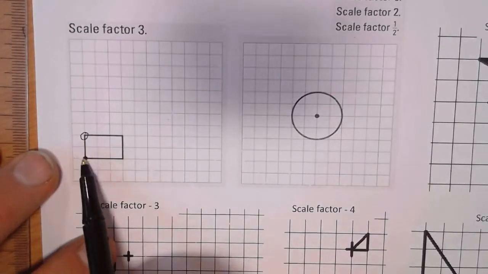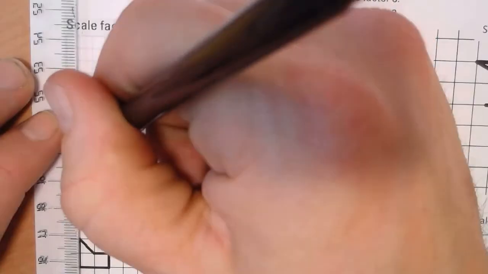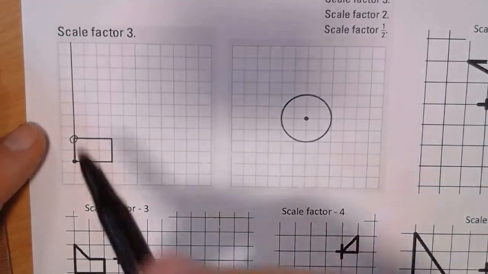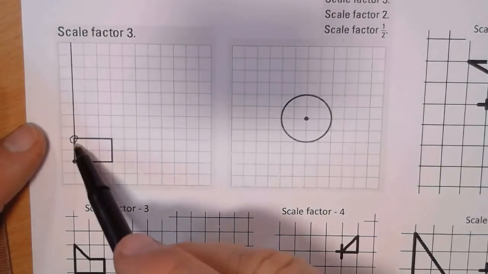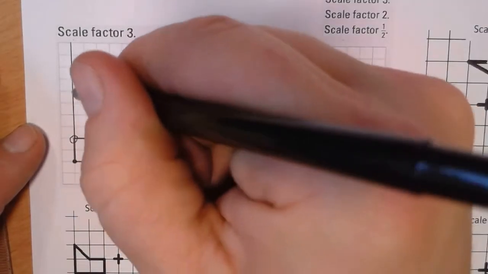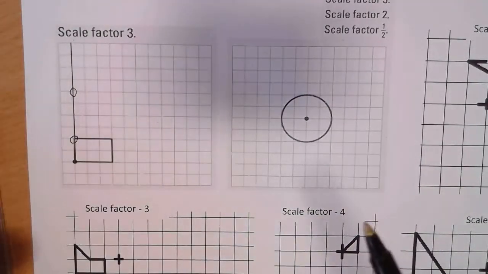Now, if I start by taking a point here, here's my center of enlargement. This point is 2 squares away up. I can draw my ray from the center of enlargement through that point like that. Now, that one is 2 up. So when I enlarge scale factor 3, that will become 2, 4, 6 up. It's 3 times the original length.